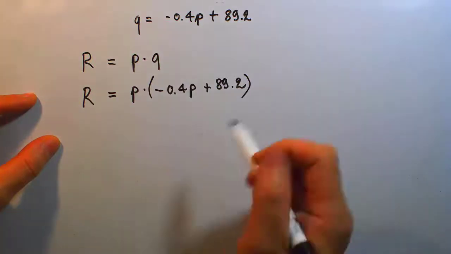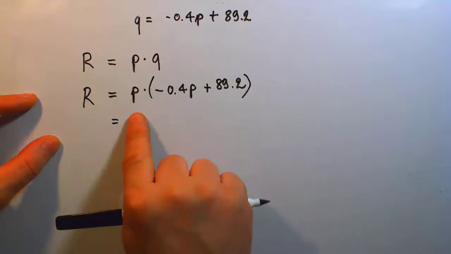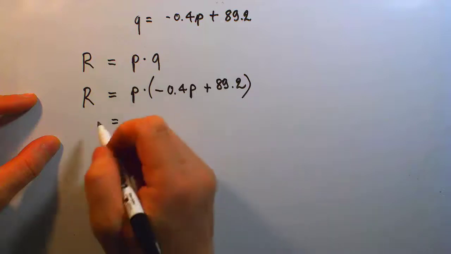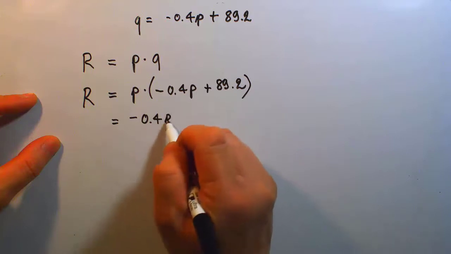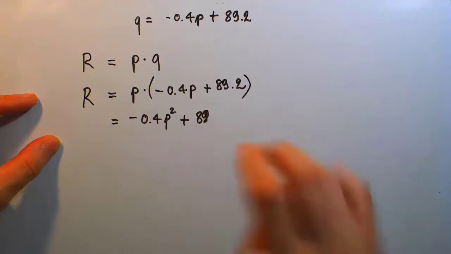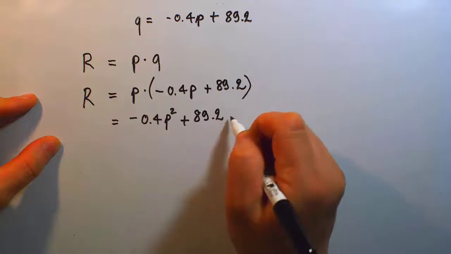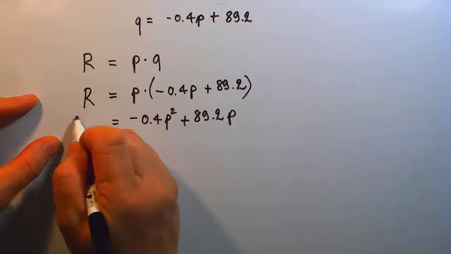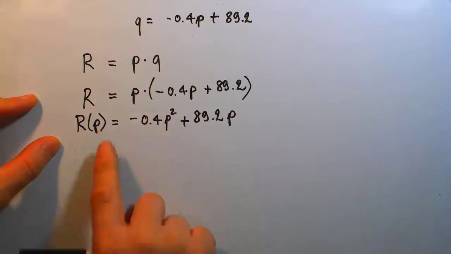And now it's just going to take another distribution step right here, where I distribute that common P variable into each of my terms. So the first term becomes minus 0.4 P squared, plus the next term gives me 89.2 P, and this is our function. Now we are finally at our revenue being expressed as a function in terms of P.